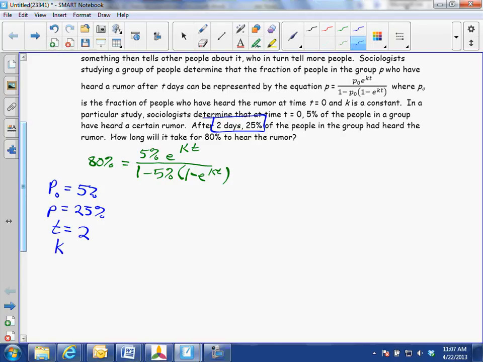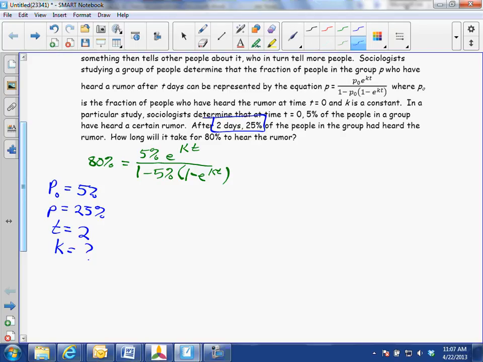And we can figure out what k is using that information. I thought P was 80%. That's what we're ultimately looking for, yes. But in this case, in order to figure that out, we need to know what k is first, because we're looking for t, because we're looking for how long. So with the information they give us, we can't figure that out yet.